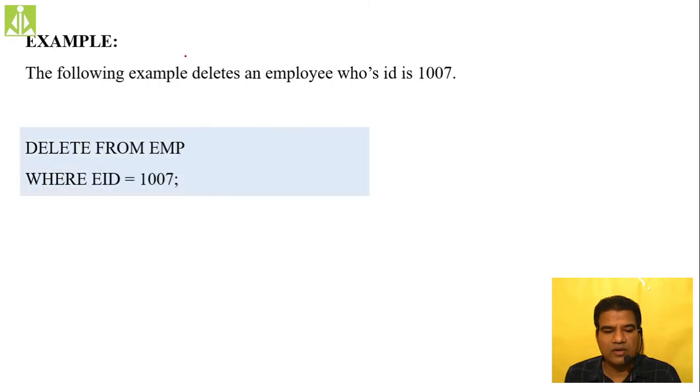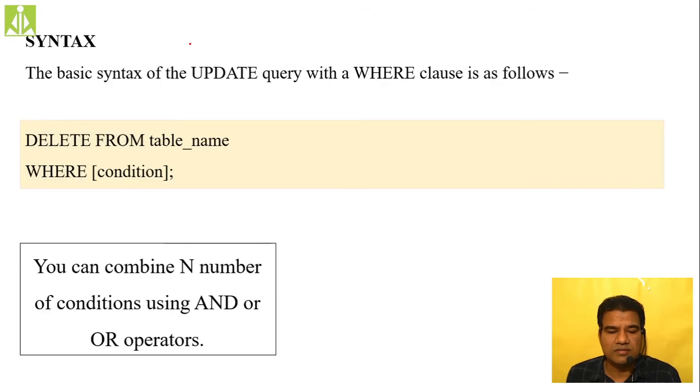I think we are going in reverse. Yeah, here I think there is a mistake. I said over here the basic syntax of update query, but here it has to be delete. The basic syntax of the delete query with a where clause is as follows. What we are writing: delete from table name where condition. So this is delete from table name.